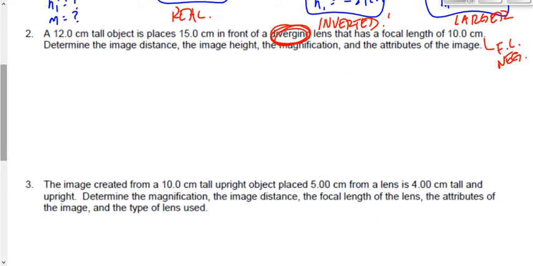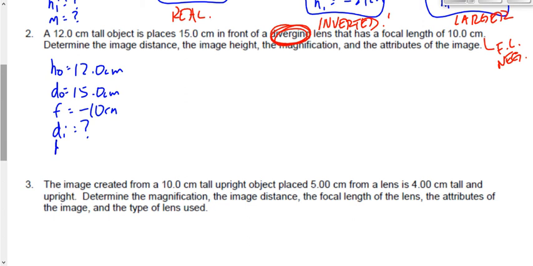We want to find the same things here. So we're going to say HO is 12.0 centimeters. We're going to say DO is 15 centimeters. We're going to say F is -10 centimeters. We want to find DI. We want to find HI. And we want to find M. And along with those, we want to find the attributes or the characteristics. Because we're looking for 3 variables, we're probably going to end up using both equations again.